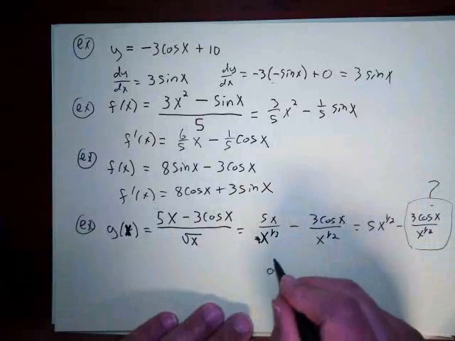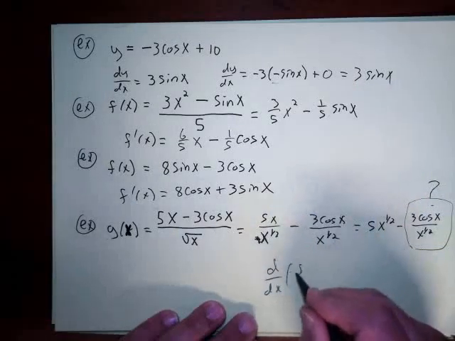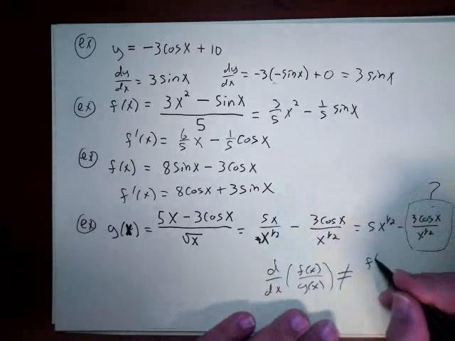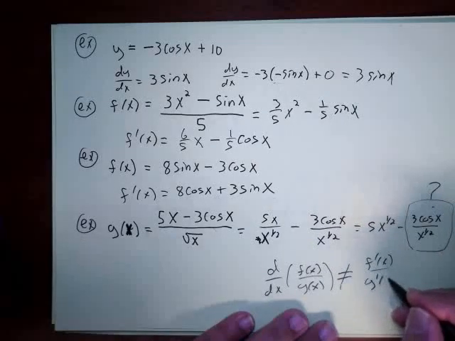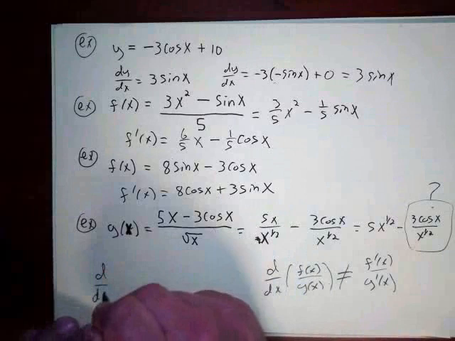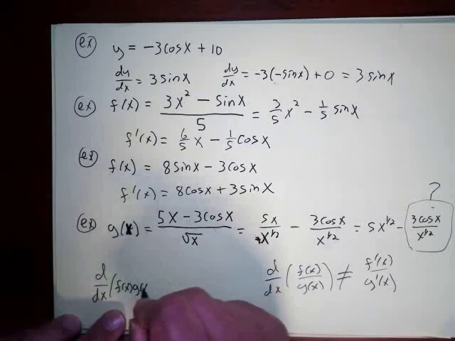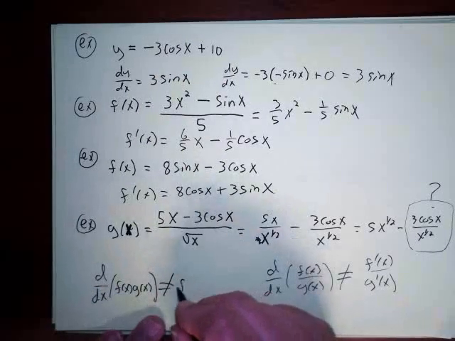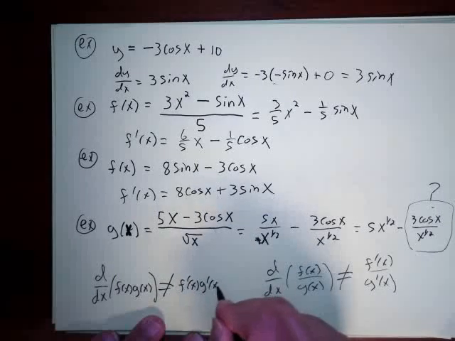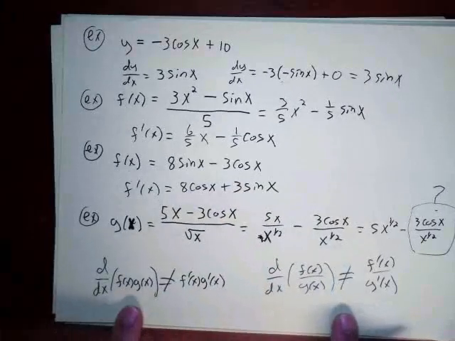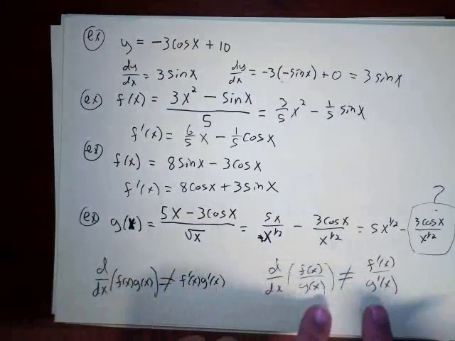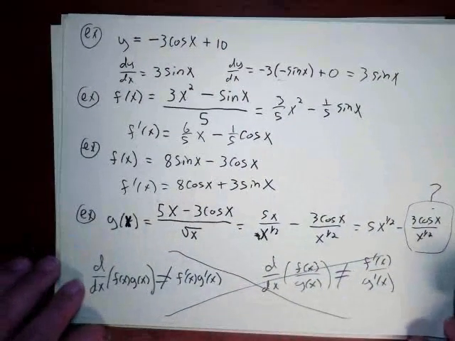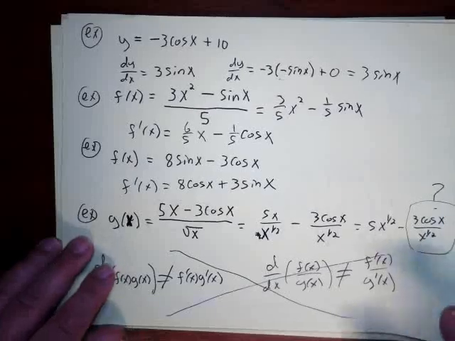Okay, so in other words, d dx of f of x over g of x does not equal f prime of x over g prime of x. And similarly, d dx of f of x times g of x does not equal f prime of x times g prime of x. These are not equal. You need a product rule and a quotient rule to find these. We won't learn about those until some later videos. So this last one we're not able to do.